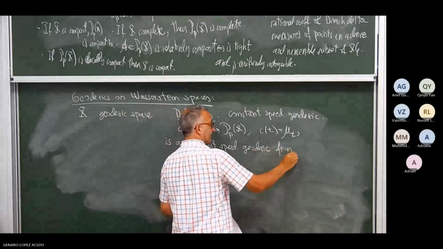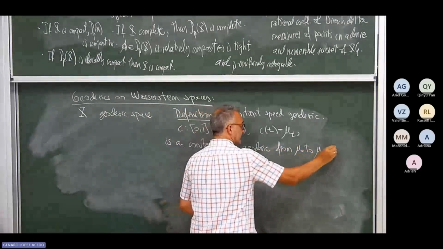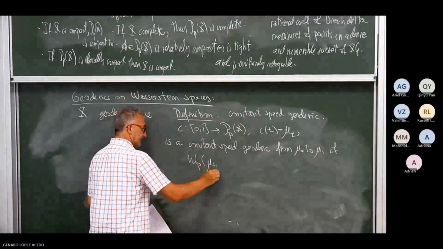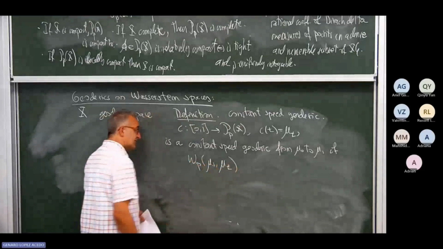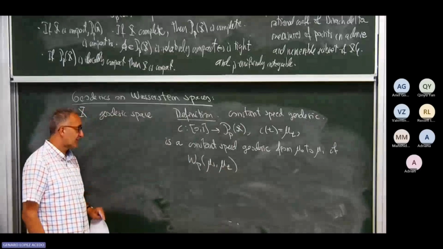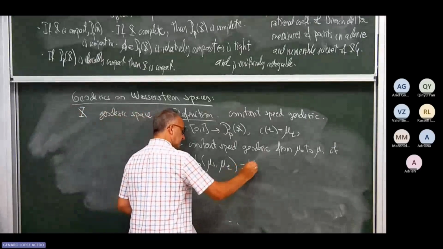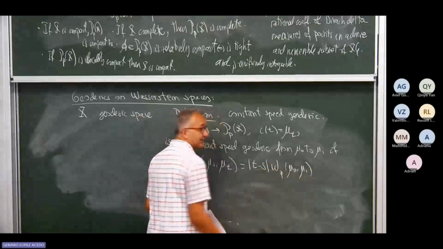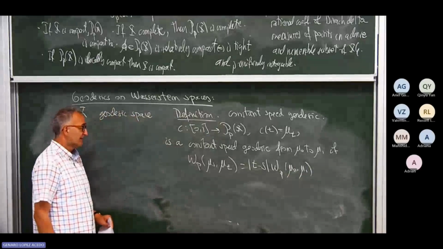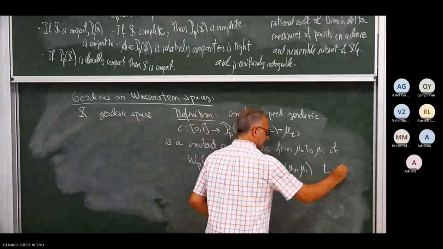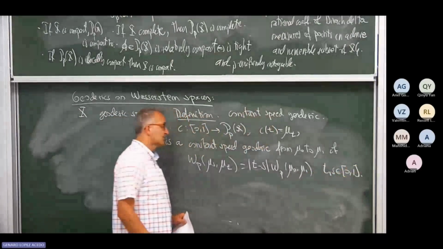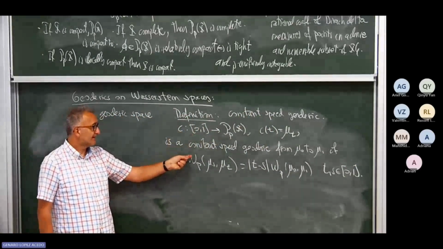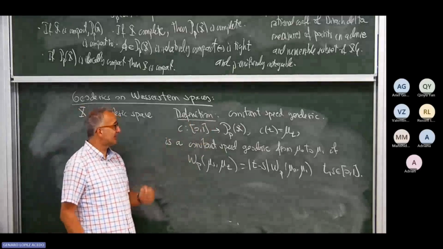from mu 0 to mu 1 if the Wasserstein distance between any two of those probabilities in the path happens to be equal to the difference of the times times the distance between the endpoints. It's the natural definition for a geodesic segment, right? So the idea is, can we find this kind of curve in Wasserstein spaces when X is geodesic?